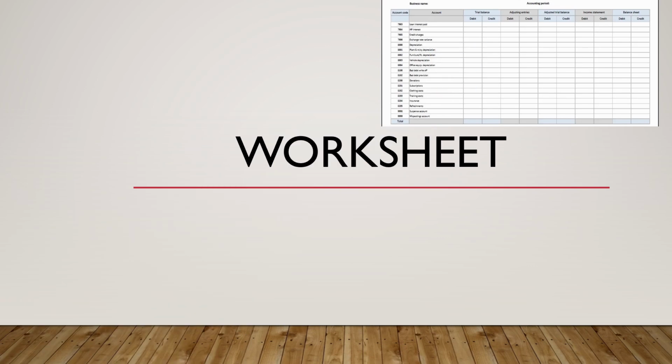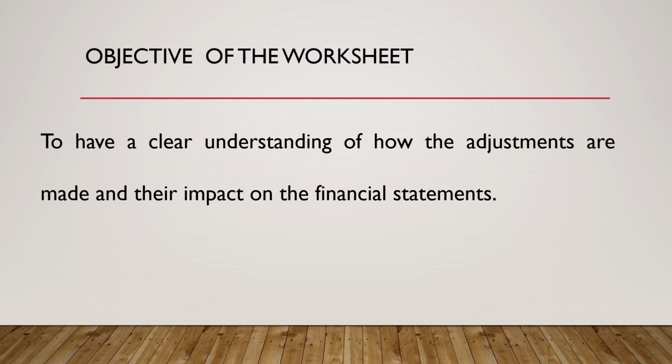A worksheet is also known as the extended trial balance. It contains multiple columns that are sometimes prepared in the concluding stage of the accounting cycle. It's prepared after the unadjusted trial balance and is extracted from the ledger balances. The main objective of the worksheet is to have a clear understanding of how the adjustments are made and their impact on the financial statements.